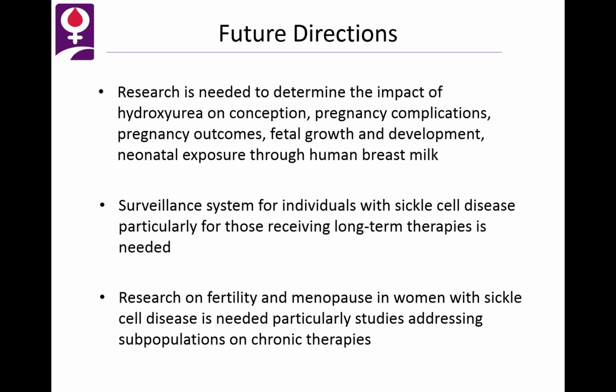We really need a surveillance system for individuals living with sickle cell disease, particularly those receiving long-term therapies, to understand whether or not there are changes in fertility, changes related to menopause in women with sickle cell disease, particularly those subpopulations that are receiving chronic therapies such as hydroxyurea and chronic transfusion therapy. Not to speak of, because we don't have time to really address it today, a cure for sickle cell disease, and that's stem cell transplantation. And there's a great need to look at maintaining fertility in those populations.